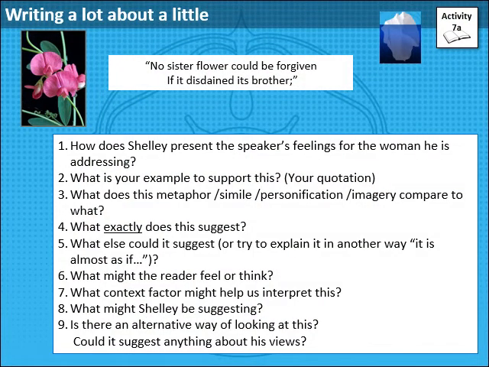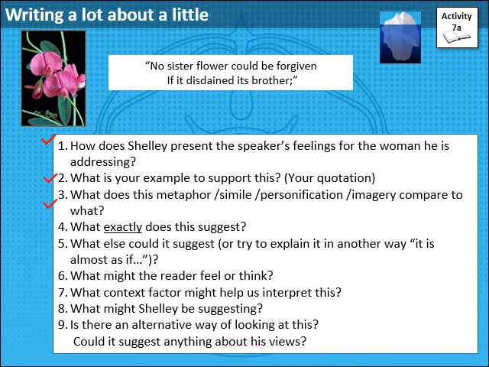You could have answered these questions in a number of ways, but I'll talk you through a possible set of answers. Remember, your point is an overview of the contents of your paragraph and should be a mini answer to the question. I would write something like, Shelley presents his feelings for the woman as being natural and inevitable. For example, he says, no sister flower could be forgiven if it disdained its brother. This metaphor compares the couple to flowers and suggests that it would be wrong for one flower to reject another flower and therefore wrong for her to reject him.